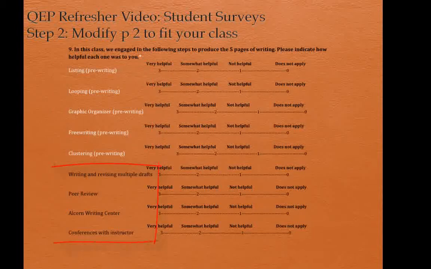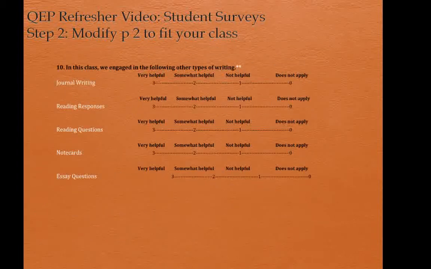Now, I didn't put the last 4 items in white because I'm hoping that everybody's doing this as part of the process. Writing and revising multiple drafts, holding the peer review groups, sending students to the writing center, and holding conferences with individual students. Because if you remember, that is the most effective way to improve student writing is to meet with the students one-on-one.